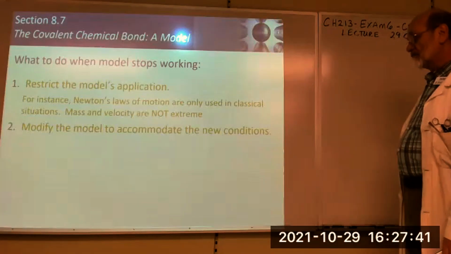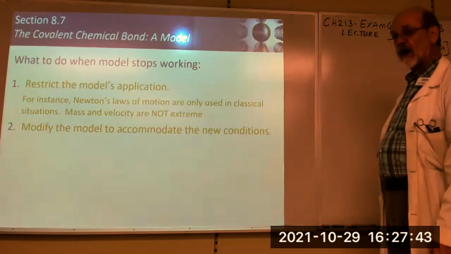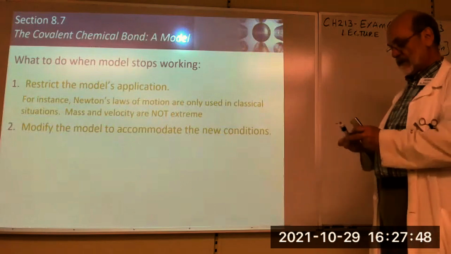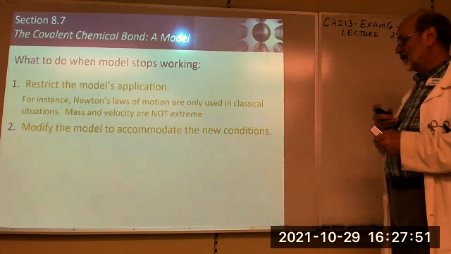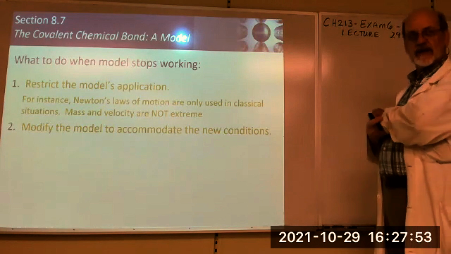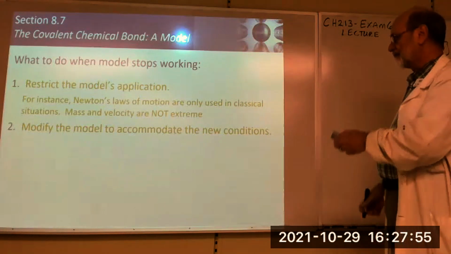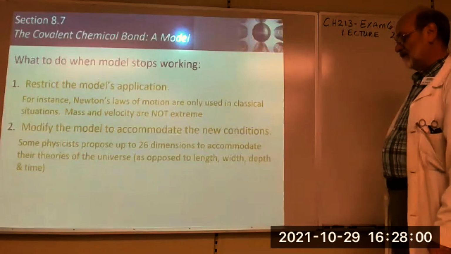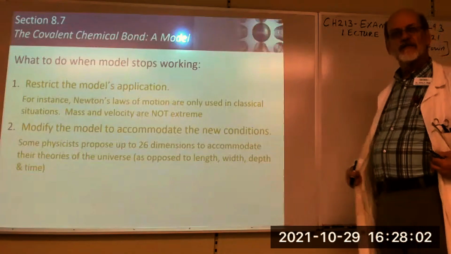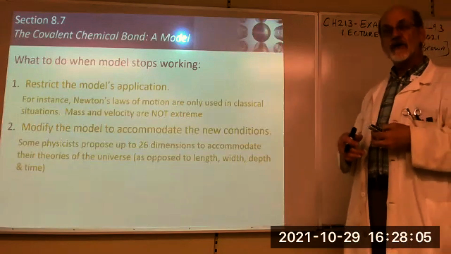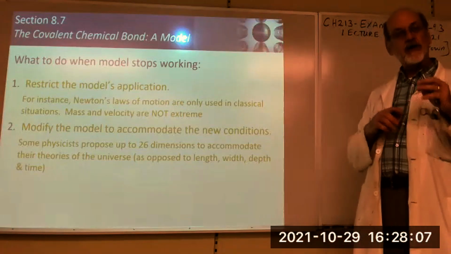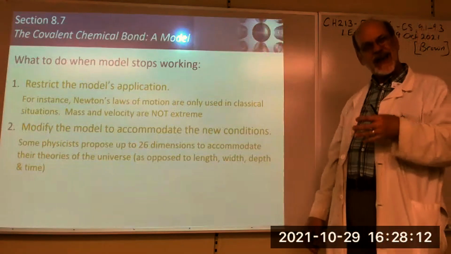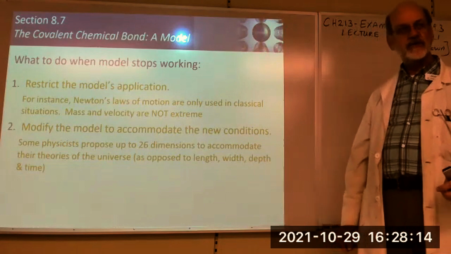Or you can continue to modify the model to accommodate new conditions. It's easier if you're doing this mathematically to make those modifications than it is if you have a physical model. And it can get really ridiculous. Like, we normally think of space as occupied by matter, part of space is 3 dimensions, defines the volume. But we can add one more dimension, time.